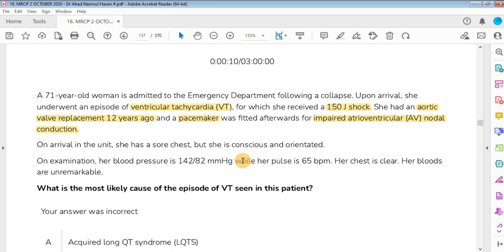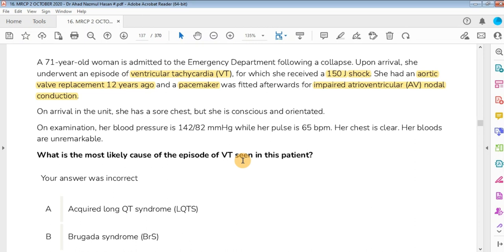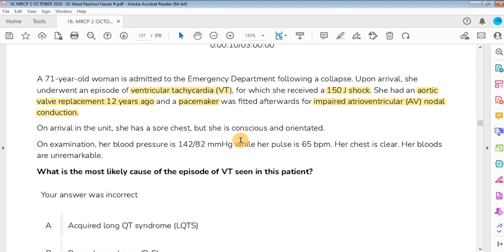On arrival in the unit, she has a sore chest, but she is conscious and oriented. On examination, her blood pressure is 140/82, pulse 64. Her chest is clear. Her bloods are unremarkable. So what is the cause of the episode of VT? The patient had an aortic valve replacement 12 years ago, as well as pacemaker insertion for impaired AV nodal conduction. In the emergency department, the patient presents with features of VT and was treated with a 150 joule shock. So what is the most likely cause of the episode of VT? Can it be acquired long QT syndrome?